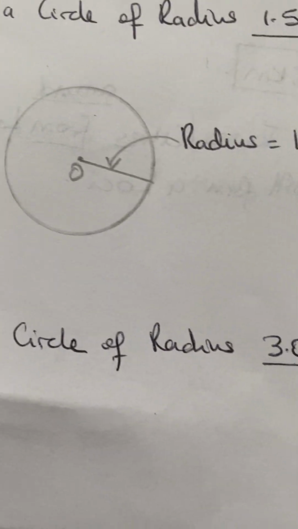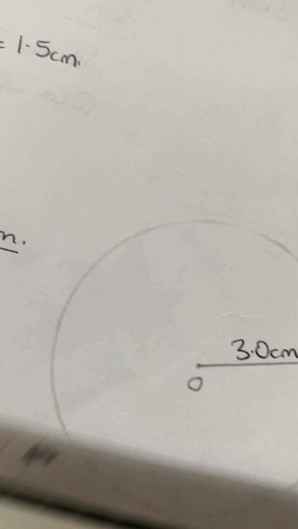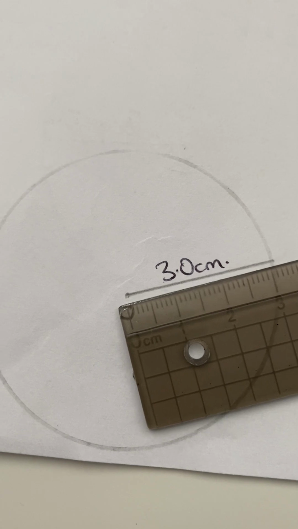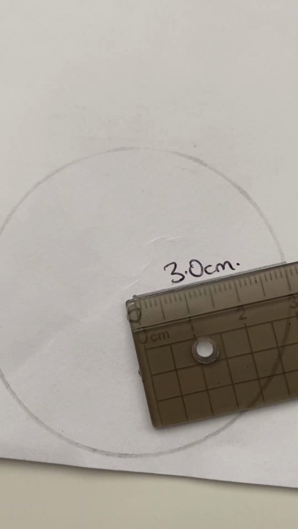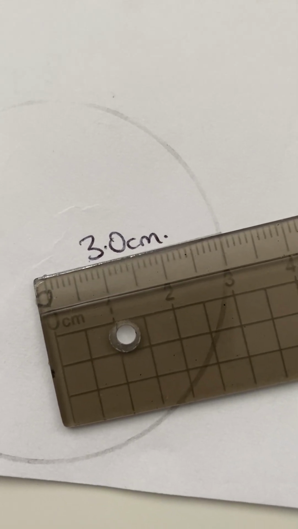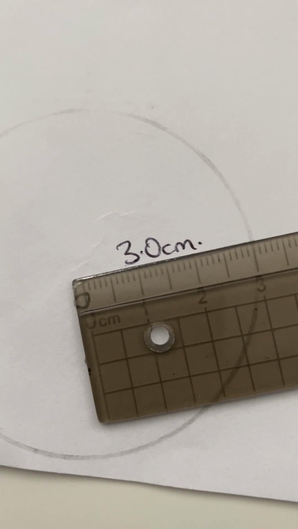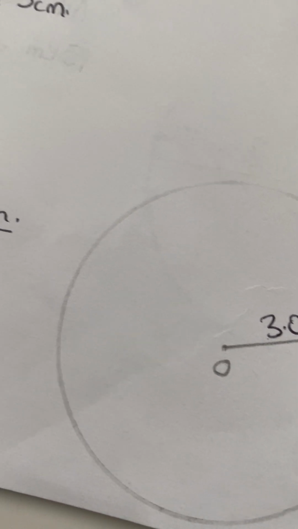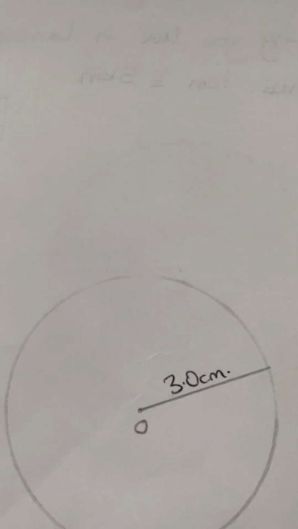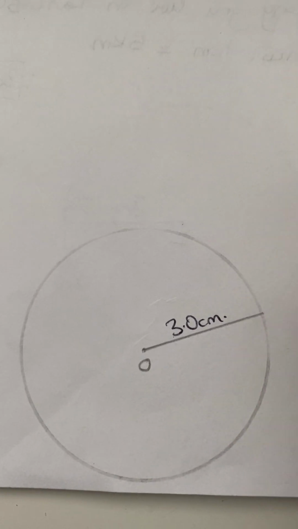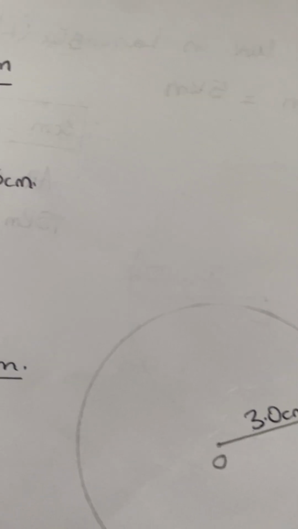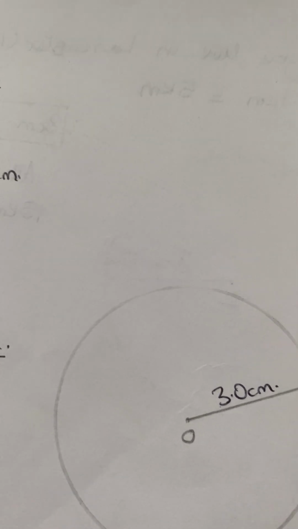Draw a circle of radius 3 centimeters. So again, that is my circle. 3 centimeters again. Okay. So you can see, like this diagram, 1 centimeter, 1.5, 3 centimeters. So if somebody is in a foundation class, if you do something like this, they are happy.